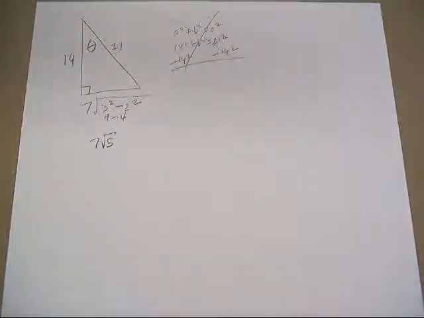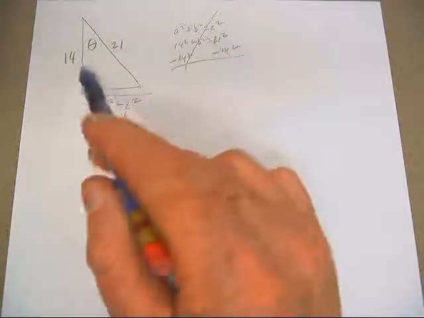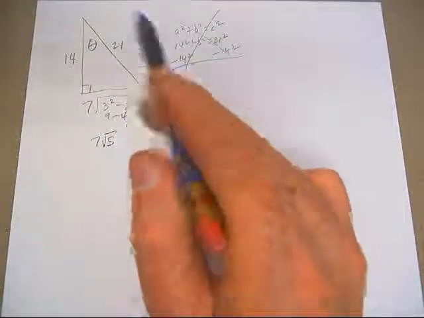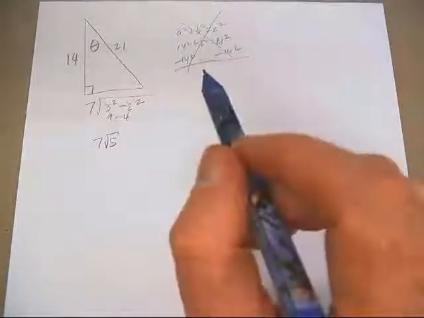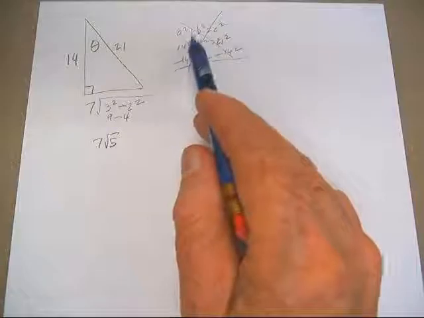We didn't have to square 21. We didn't have to square 14. Just easier. Now, on the other one, we had a plus sign here, but we knew A and B. So if you know C and one of the others, you always subtract. You know A and B, you always add. That's the way the Pythagorean theorem works.